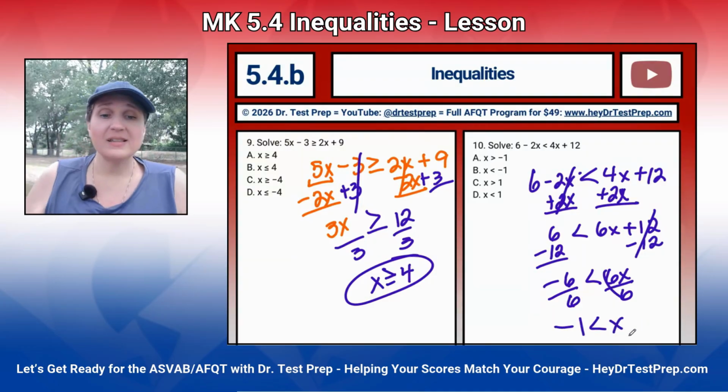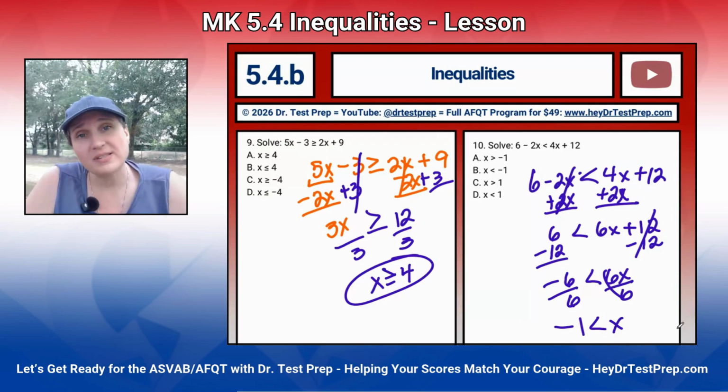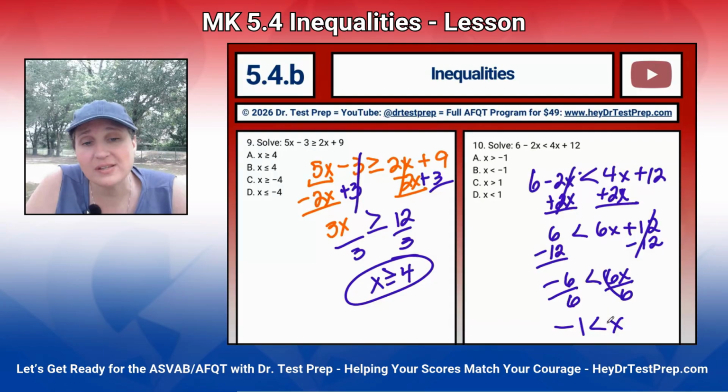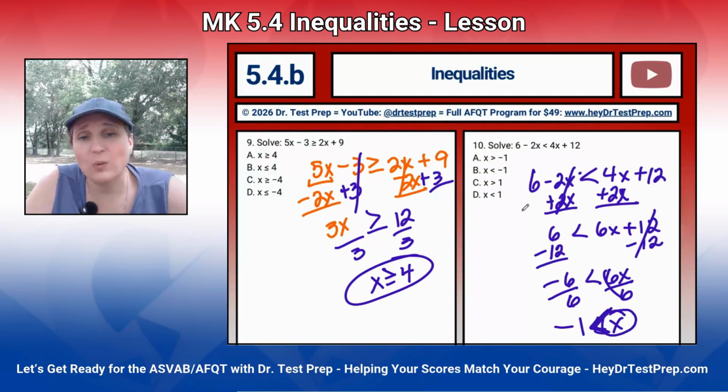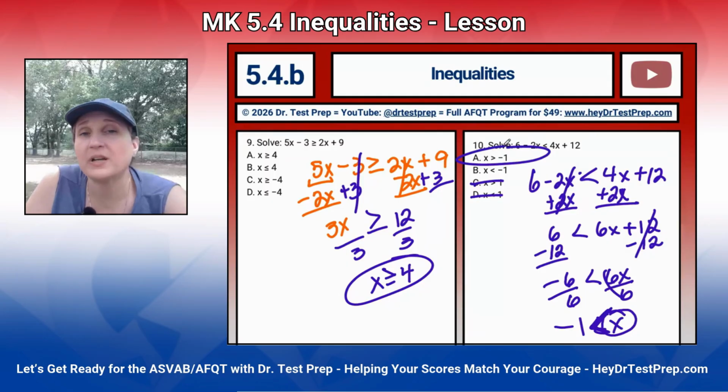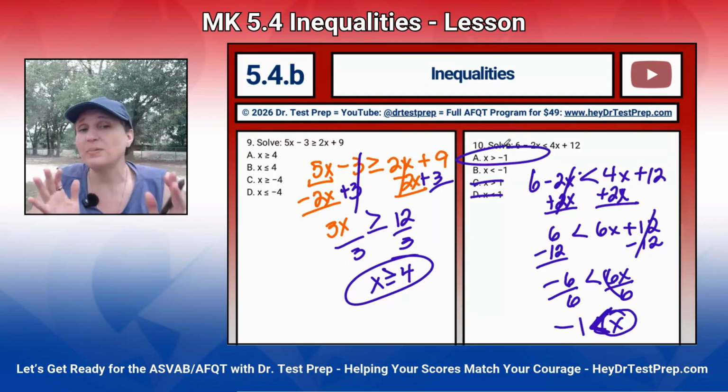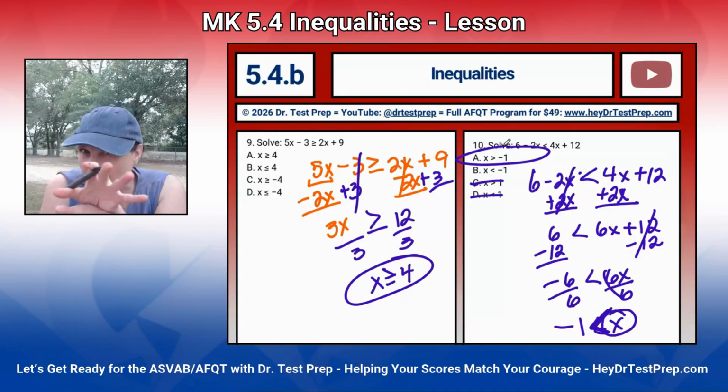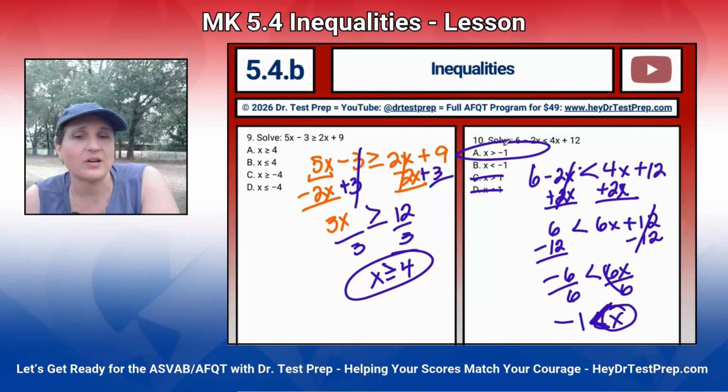This stays this way. I don't flip the sign, but look at how none of the answers match. So notice how x has to be bigger than -1. So we can't be this one. Which one shows x is bigger than -1? This one. So sometimes your x's won't be on the same side. So you've got to pay attention to which way the mouth is going so that you can get the correct solution.